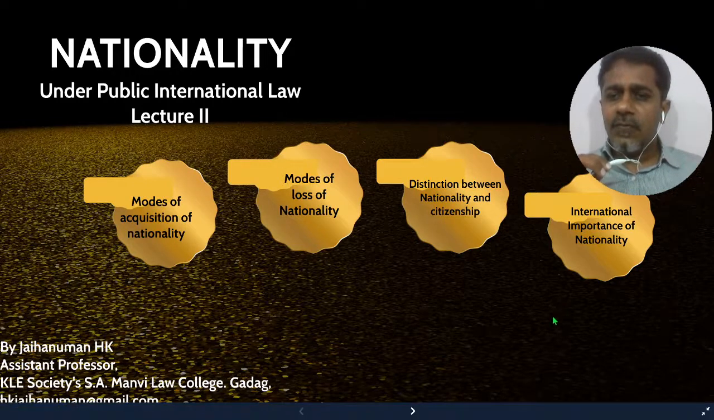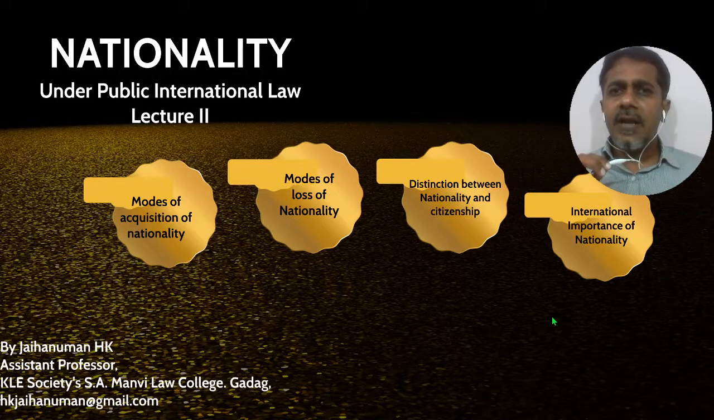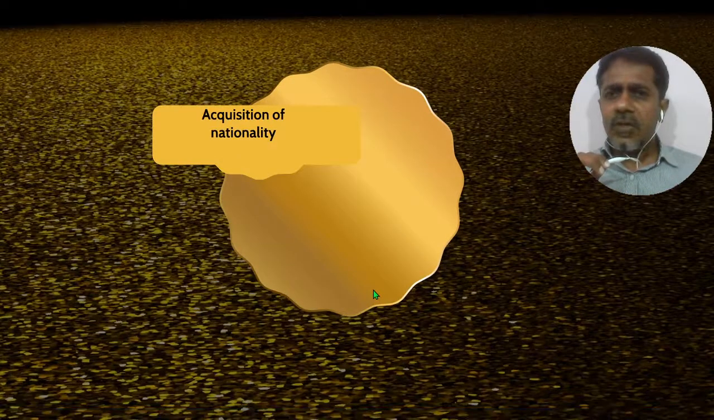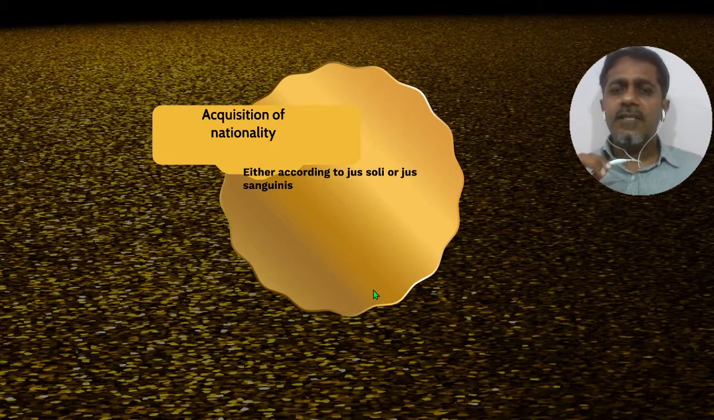So, first of all, modes of acquisition of nationality. How a person can acquire nationality of a state or a nation. Ways or modes in which they can acquire. That's the first thing. So, acquisition of nationality by different means. First one is according to jus soli or jus sanguinis.